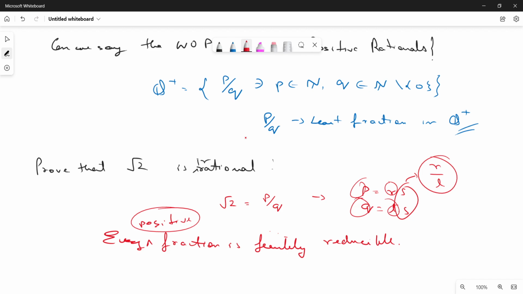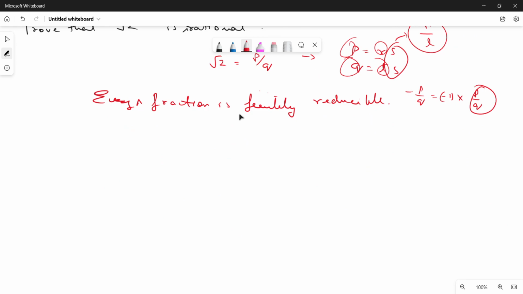Is it clear? Can't we say it about the negative fractions? We can also say it about the negative fractions, because when we attach natural numbers in the numerator and denominator, the concept of negative is simply felt as the product of -1 with it. Minus P over Q is nothing but -1 times P over Q, and so P over Q naturally becomes a positive fraction, so it is finitely reducible. Is it clear?